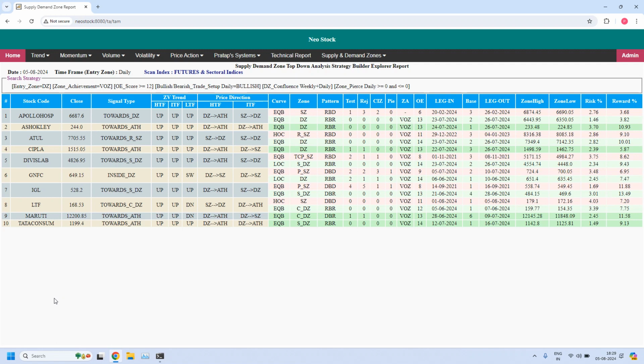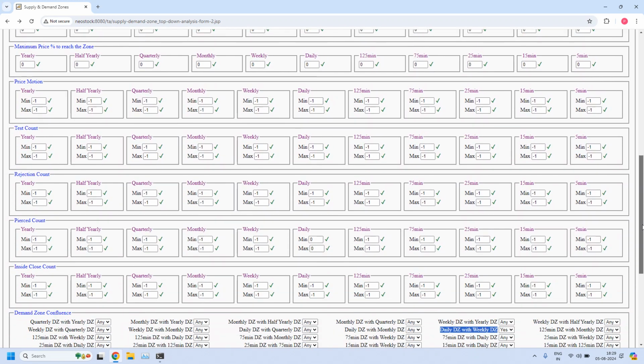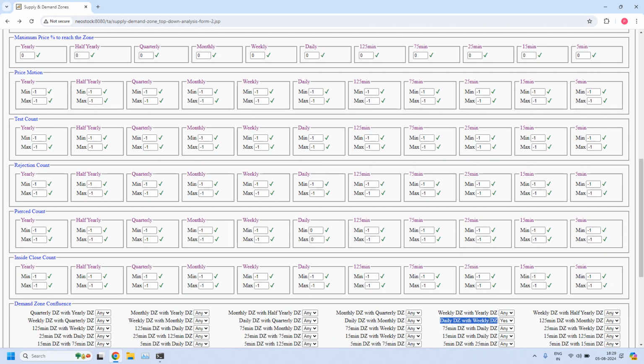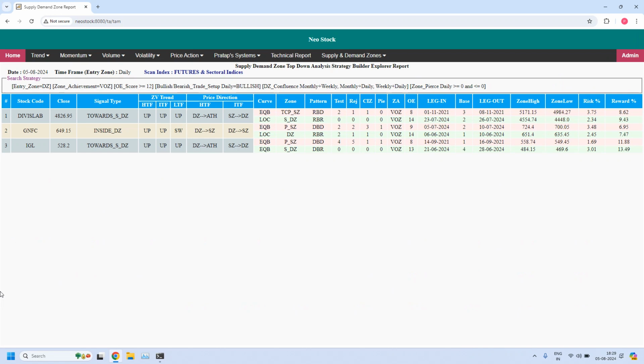Let us check if any of these are also having confluence with HTF apart from ITF. HTF is monthly because it is monthly income trade. Already we selected daily with weekly. Now I am also enabling daily with monthly. And we should also enable weekly with monthly. Weekly demand zone with monthly demand zone confluence. All the three are enabled. Let us filter the stocks. So these three stocks are having even monthly confluence.